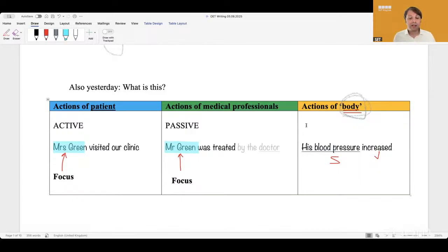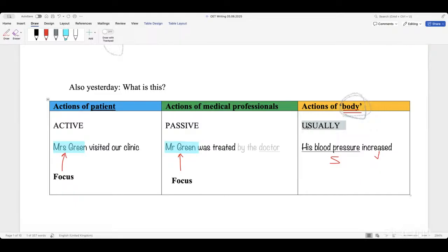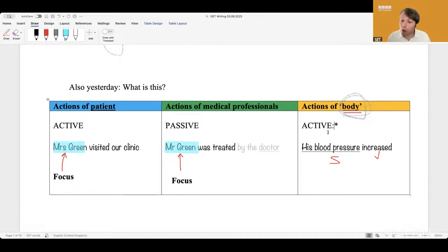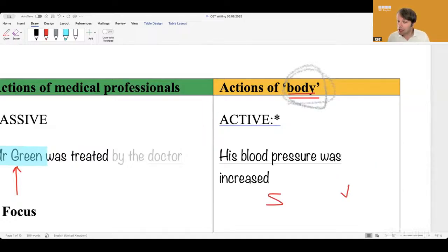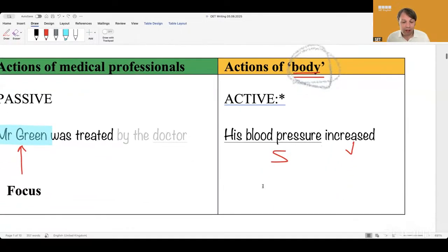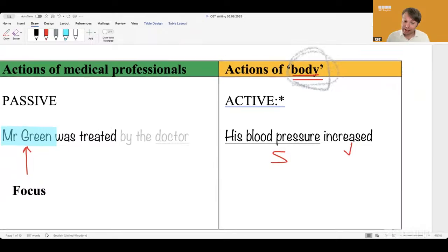Okay. But guys, usually in OET, this is an OET class, am I using active or passive? Active. I think in this case we can use both. Passive. Not passive. Who said that? No. Passive would be like this, was increased. Okay. This is going to be active. So I said this yesterday.